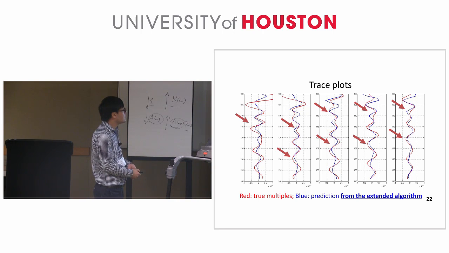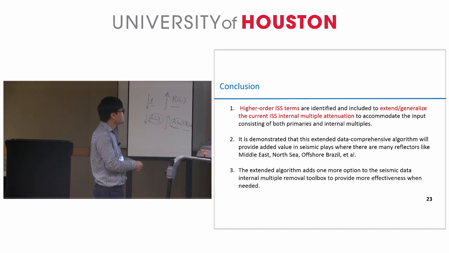So here first, let's show the comparison between the prediction from the current algorithm, which is the blue line, and the red line represents the true internal multiples. Next is the prediction, blue line, and red line, the true internal multiples, from this extended algorithm. So we can flip back and forth and see the prediction results improve.